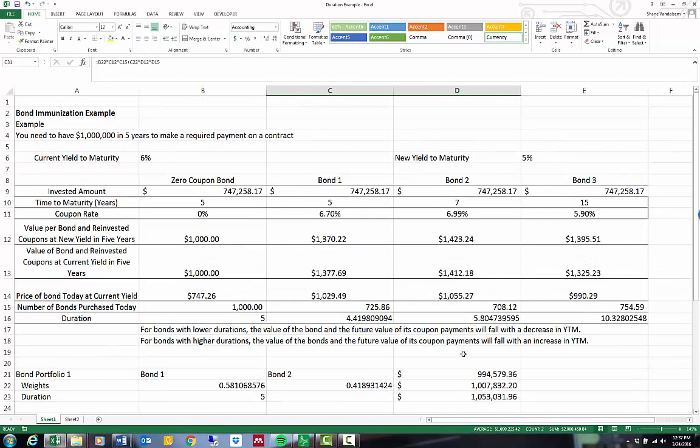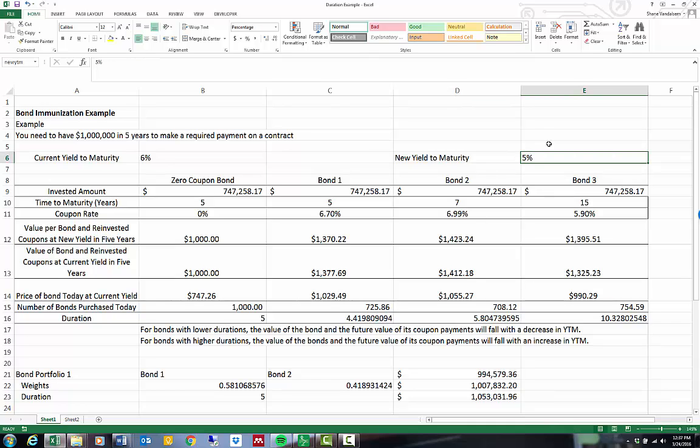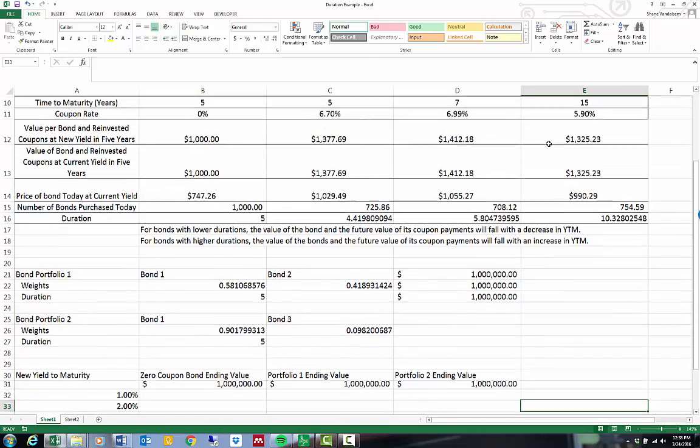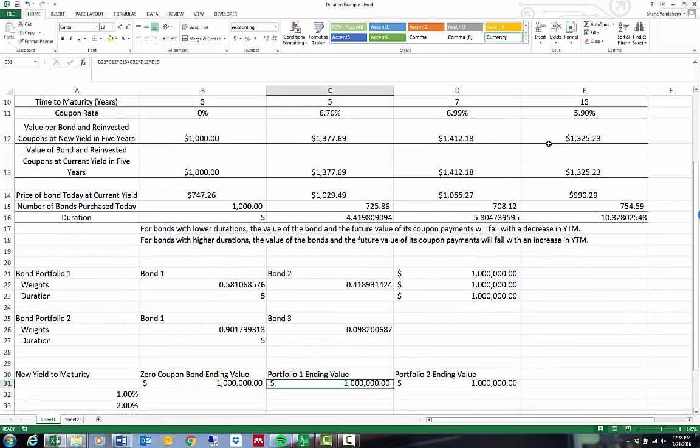But I'm going to change just to kind of check my own numbers here. I'm going to put this at 6%. And it should give me $1 million for each of my portfolios, and it does. So I'm happy with that.